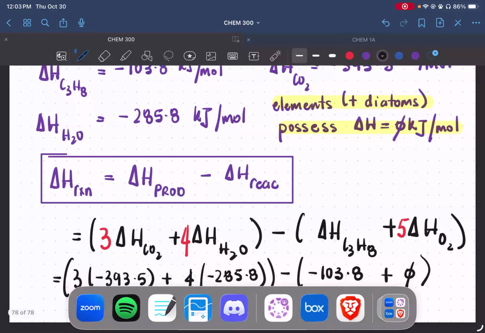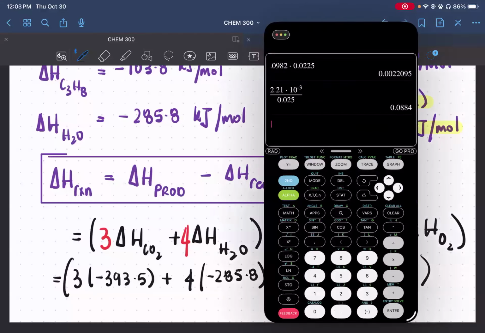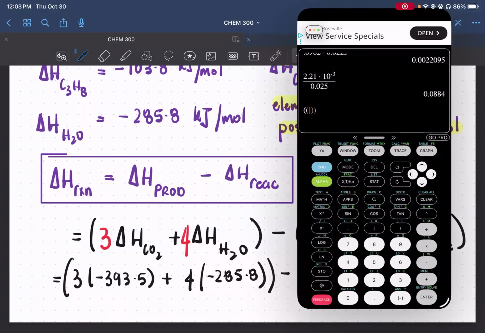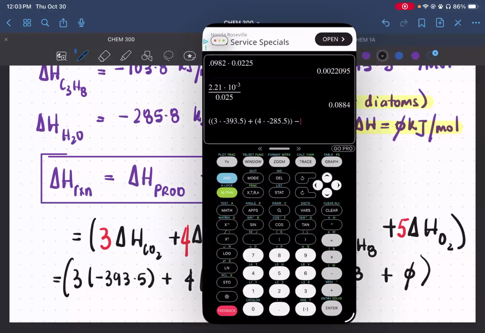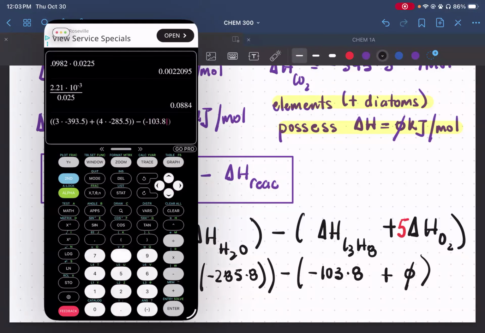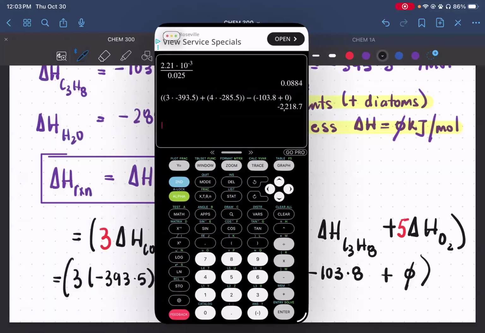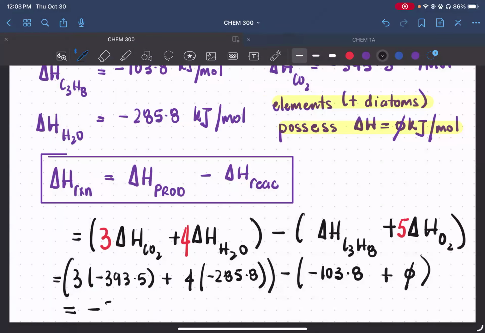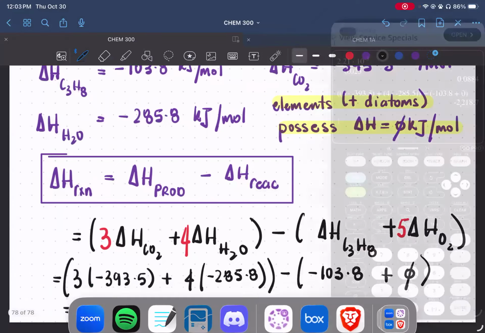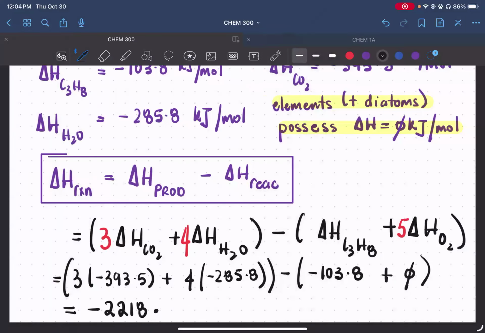Now that we have this entire thing in full, we can plug it into our equation. Starting on the left-hand side, we have 3 times negative 393.5, added to 4 times negative 285.8. All of that minus, on the right-hand side, negative 103.8 plus 0. For a whopping total of negative 2,200. Let me write that down carefully. Negative 2,218.7.